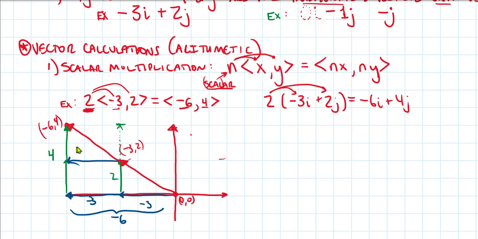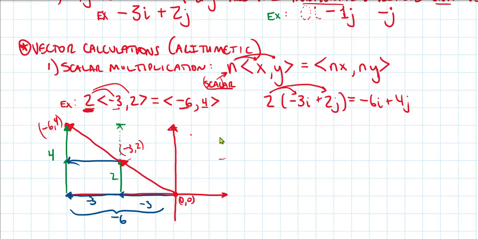Either way, it doesn't matter how I envision this or how I conceive of this or what order I do this in, either way, I had a vector that started at the origin and ended at -3, 2, and when I scaled that vector by 2, both the original vector's components and the original vector scaled by 2. Everything scaled by 2.